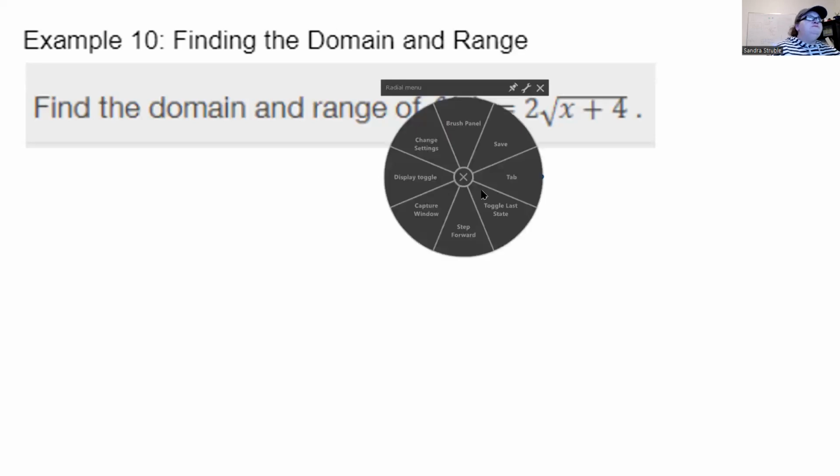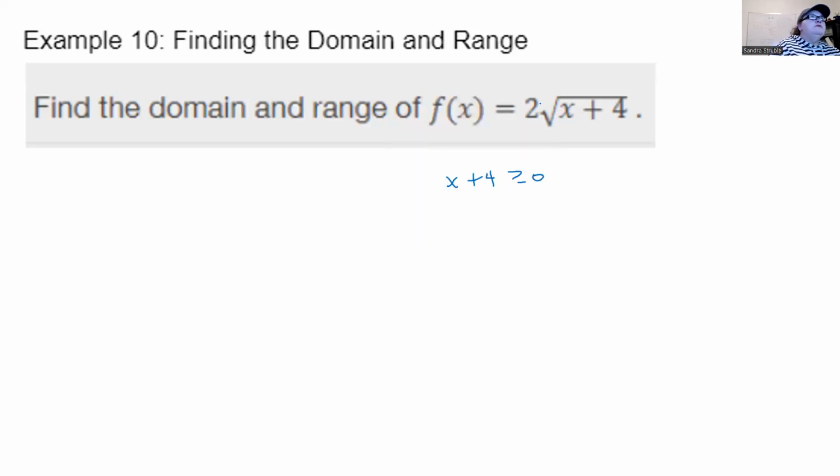So I'm just solving for x. I'm subtracting 4 from both sides, and I get -4. So that tells me my domain is, x is greater than or equal to -4. So it's got to have a bracket at -4, and go to greater than -4. Remember, infinity always gets parentheses. Okay, so there's my domain.